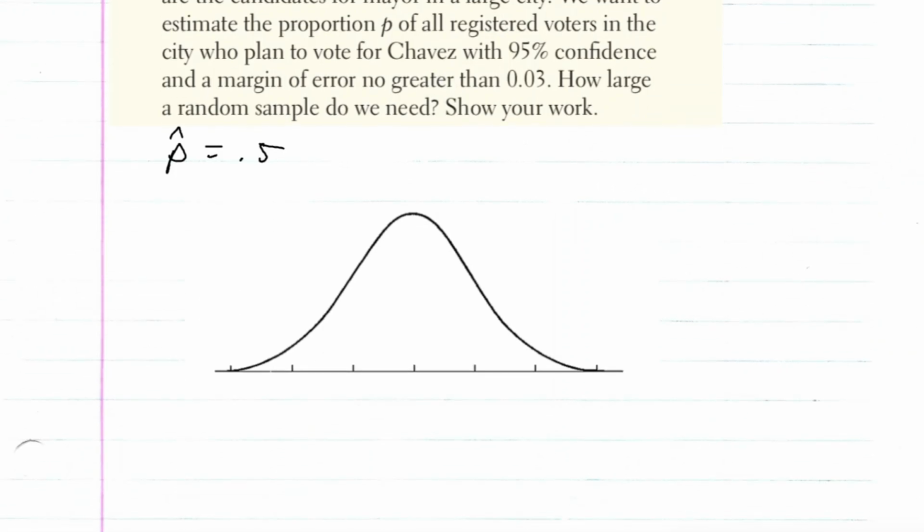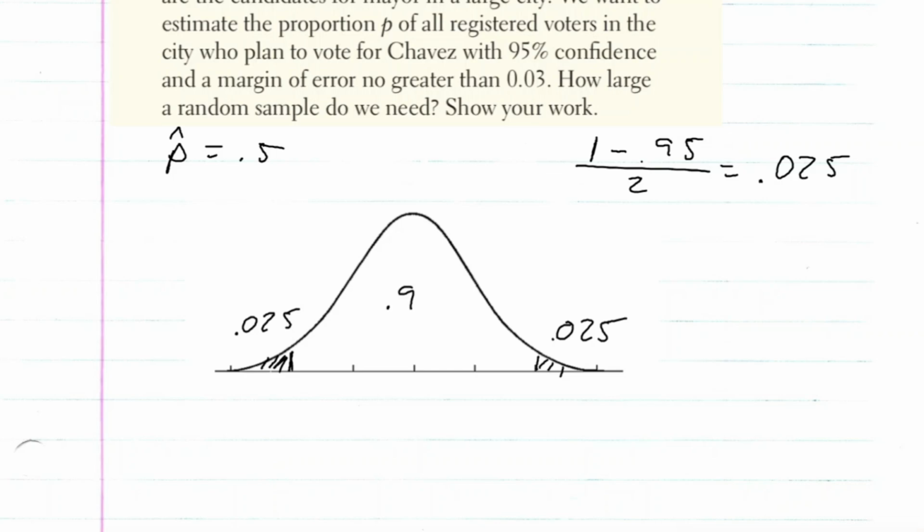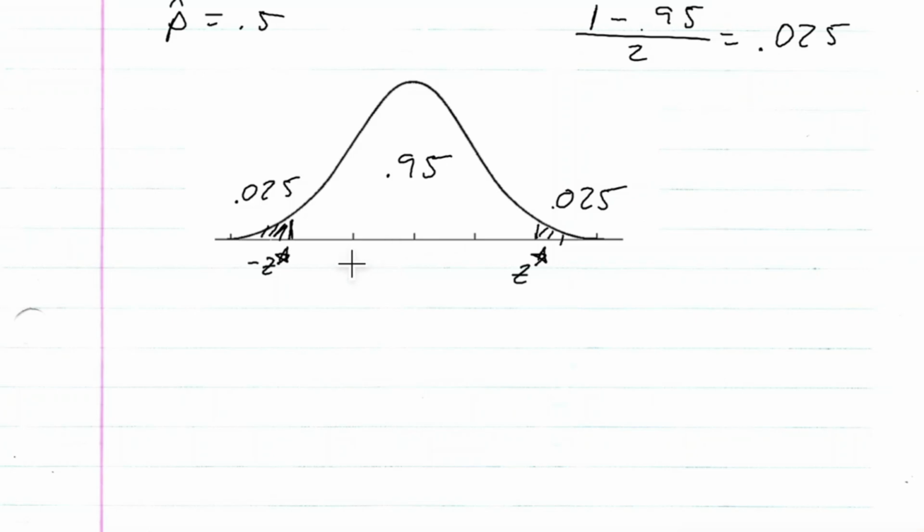So we have 1 minus 0.95 over 2 to get our corresponding z values, right? So 1 minus 0.95 is 0.025, right? So this will be 0.025, 0.025, and here is 0.95, right? So we have to find these corresponding z values for our inequality. So let's go ahead and find those corresponding z values.